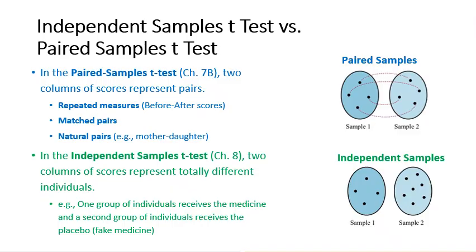Whereas in the paired samples, every data point has a direct connection to a data point in the same row, so to speak. And so in the Independent Samples T-Test, Chapter 8, two columns of scores represent totally different individuals. For example, one group of individuals receives the medicine and the second group of individuals receives the placebo, the fake medicine.